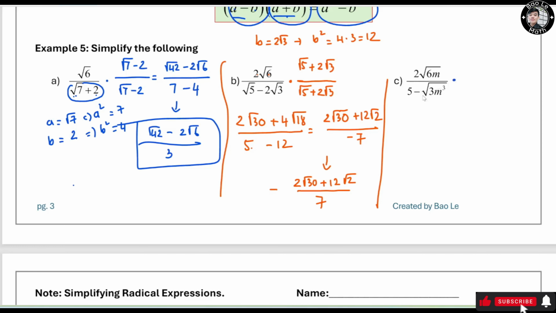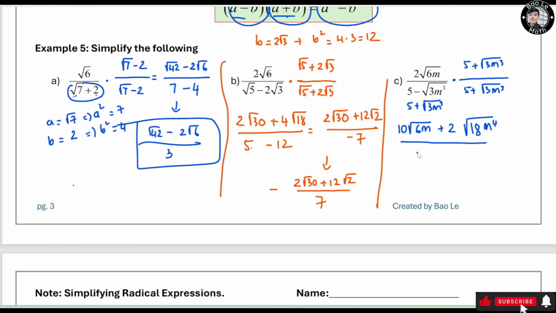Now this guy right here, the conjugate of this guy is 5 plus root 3m cubed, right? So we're going to multiply the top and bottom by the conjugate. Alright, we distribute the numerator, so it turns out to be 2 times 5 is going to be 10 root 6m, right? 2 root 6m times root 3m cubed is going to be root 18m to the 4, right? Over 5 squared is going to be 25 minus this guy squared equals 3m cubed, right?